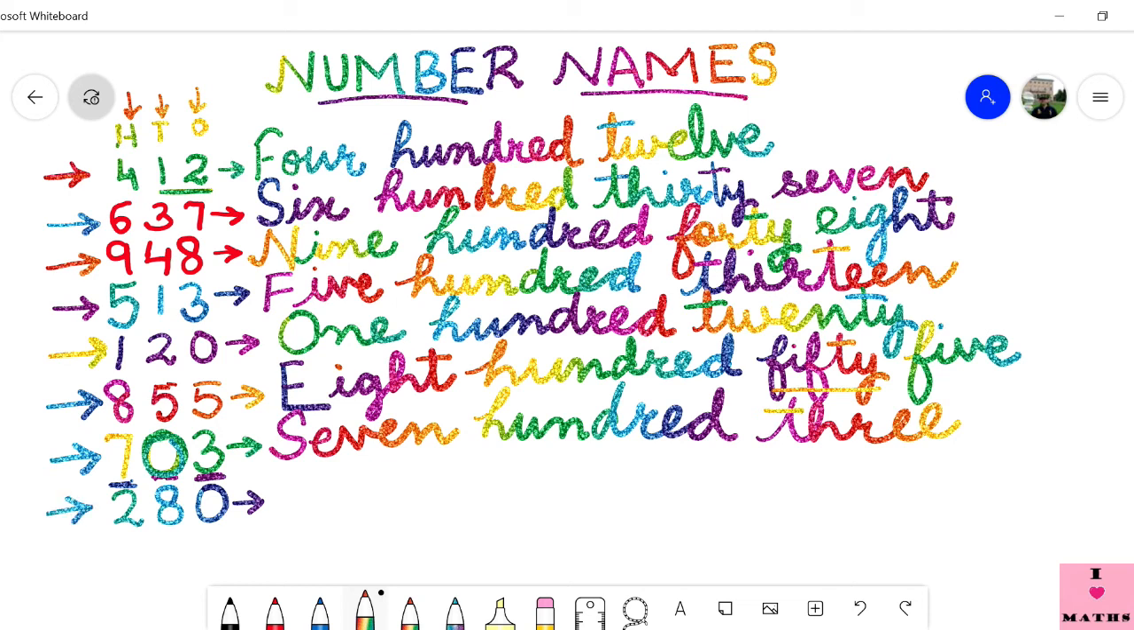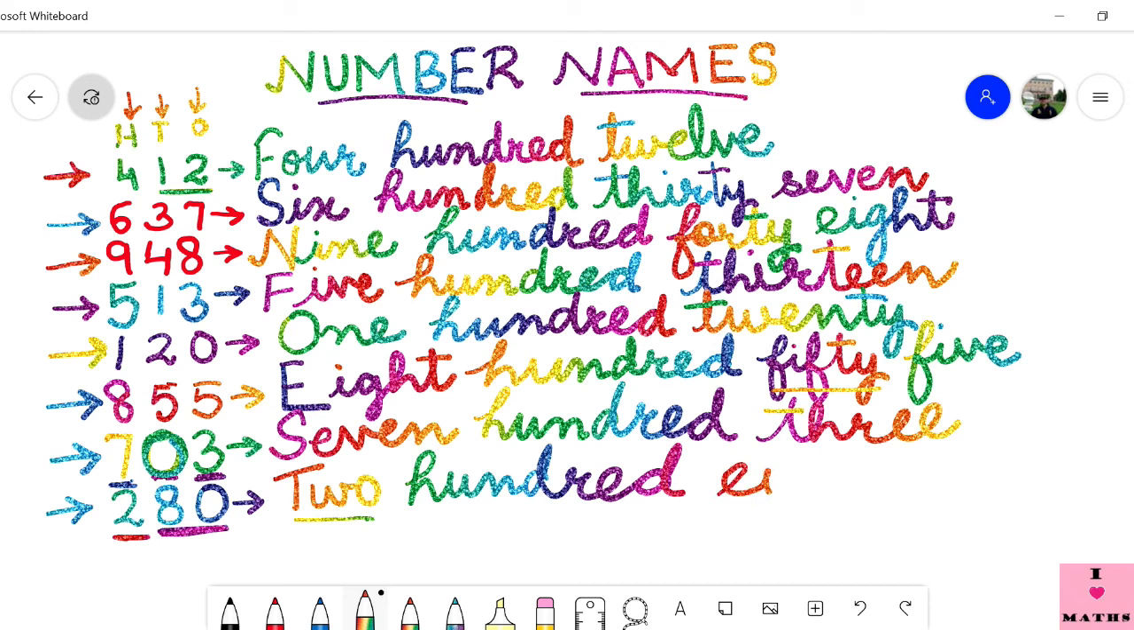And the last number is 280. Now 8 and 0 will make 80. 2 is at hundreds place. So this is 280. TWO, 2. Many children even make mistakes while writing 2. They write TOW, which is wrong. This is TWO, 2, HUNDRED, 100, EIGHTY, 80. Here there will be only one single T, because in EIGHT there is one single T, so we will just put Y and it will become EIGHTY.